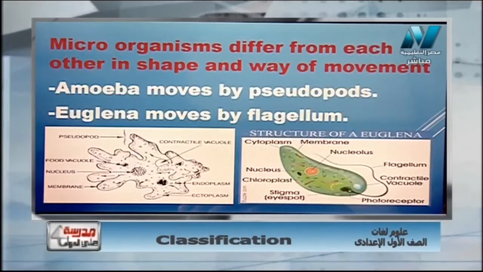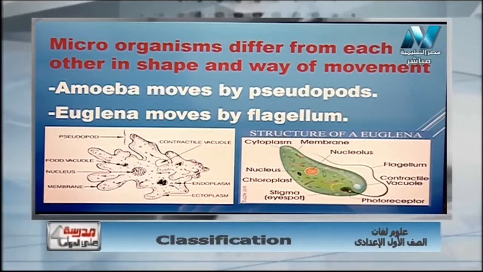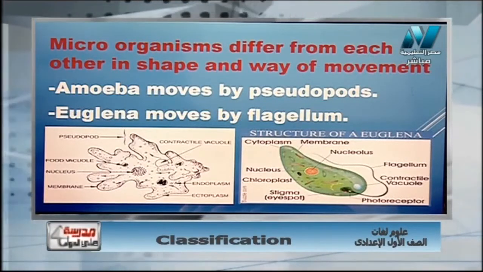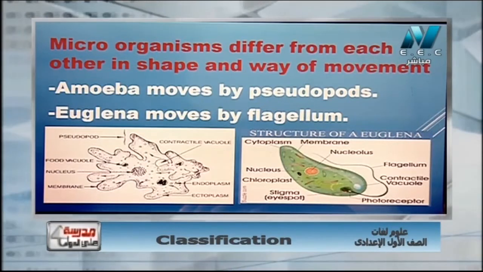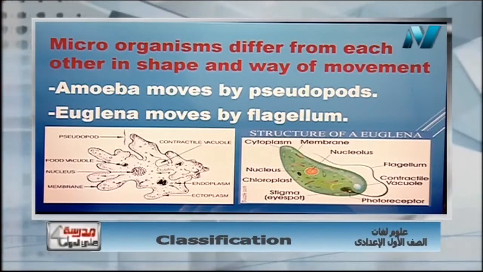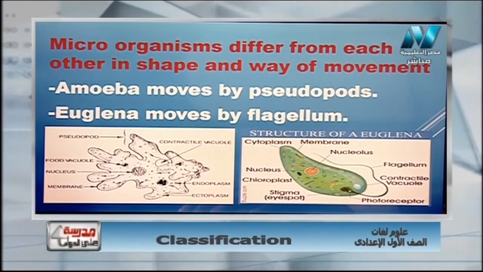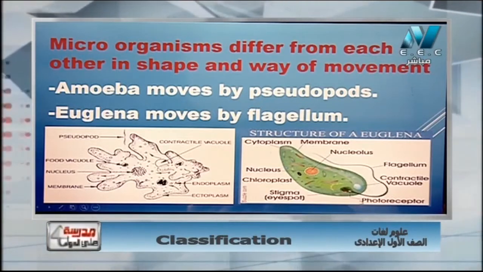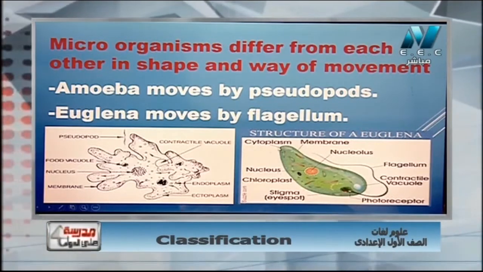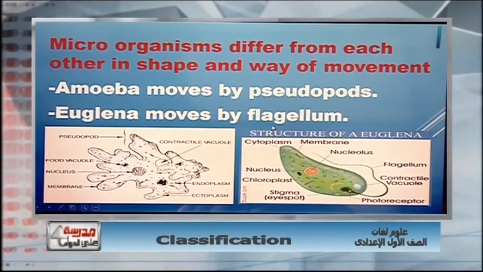Microorganisms differ from each other in shape and way of movement. Amoeba moves by pseudopodia, and Euglena moves by flagellum. Okay, this is the flagellum. And Paramecium moves with cilia.